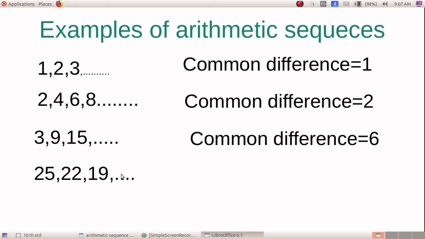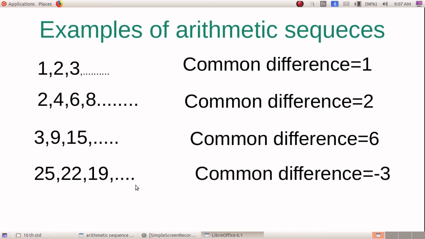So the added number is negative, so that the result will be a decreasing sequence. Here 22 minus 25 is common difference, that is minus 3. 19 minus 22, that is also common difference, minus 3. Okay, now you see how the arithmetic sequences are formed. We need to get a starting number and a common difference.